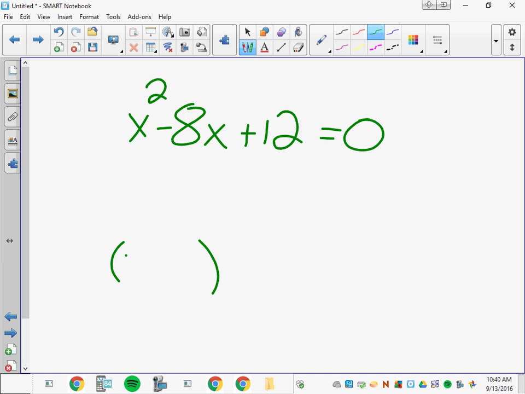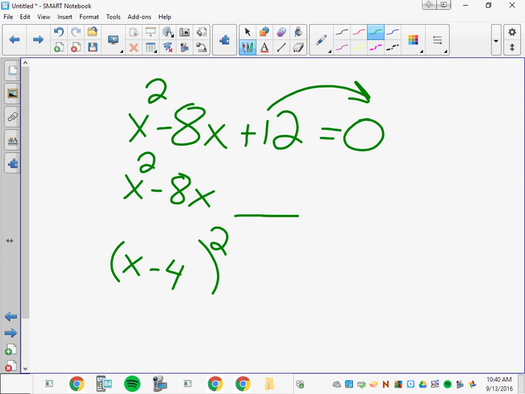So we want it to say x minus 4 squared. Right? We want to turn a non-perfect square trinomial into a perfect square trinomial. The trouble is the 12 doesn't match. So I'm just going to move the 12 over to the other side for now. Move that over there. So we get x squared minus 8x, and I don't have anything in that spot, but it equals negative 12.